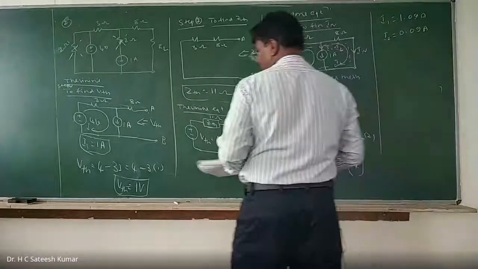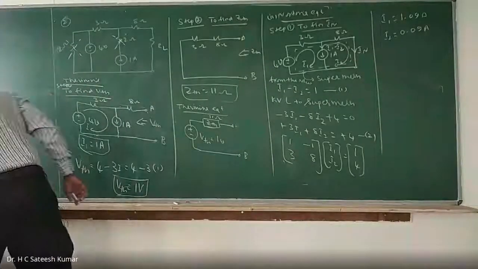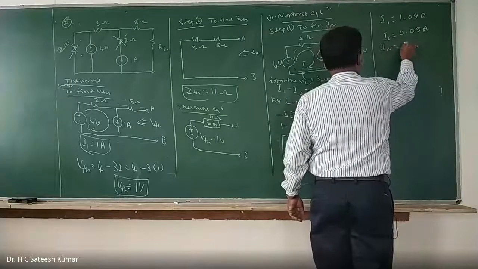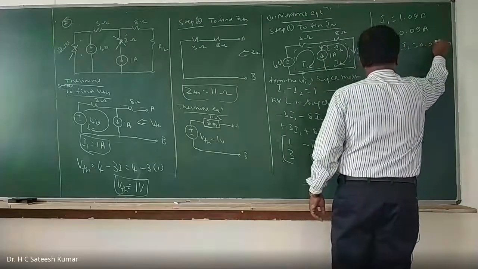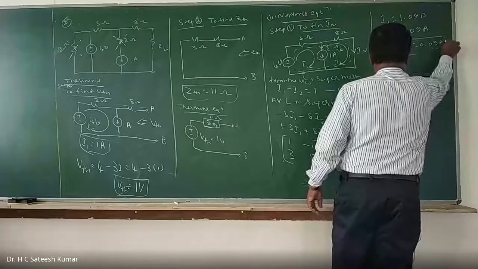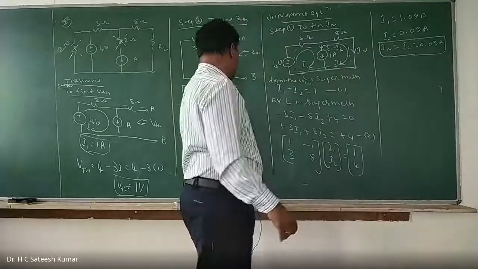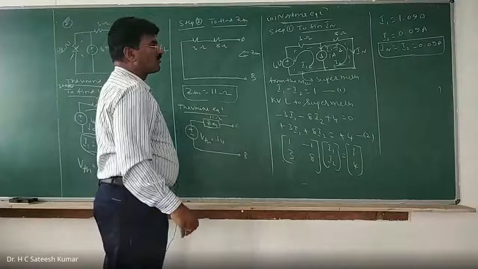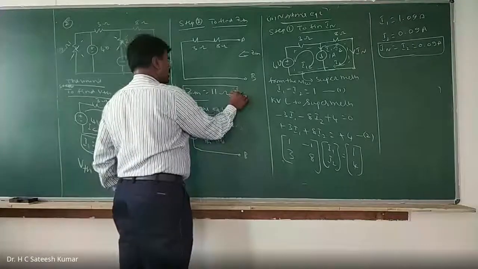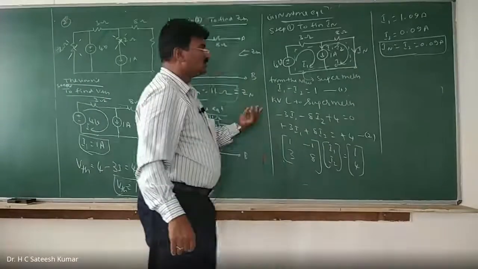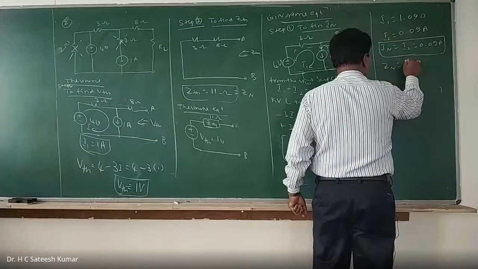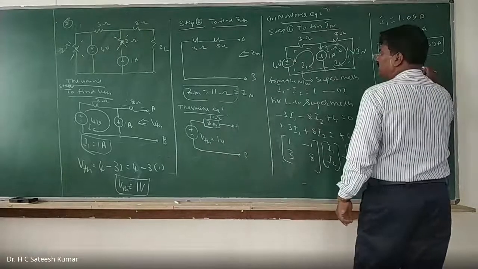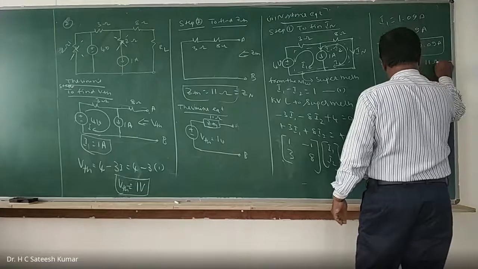Now what is IN? IN is nothing but I2 only. IN is equal to I2, which is 0.09 amps. We got IN. What about ZTH? Zn is nothing but ZTH only, the same thing. There is no need to calculate separately. Zn is equal to ZTH, the open circuit impedance for both Thevenin's and Norton's, which is equal to 11 ohms.